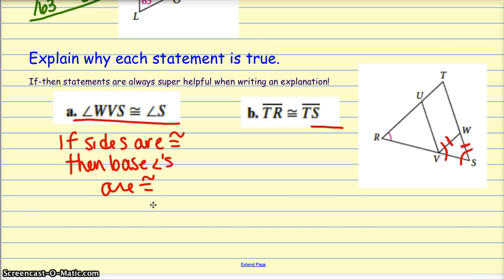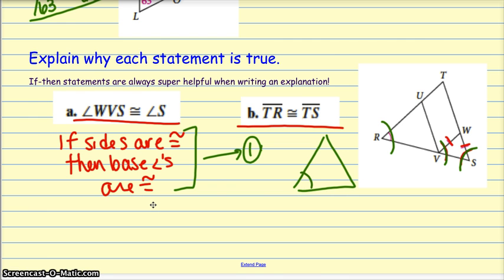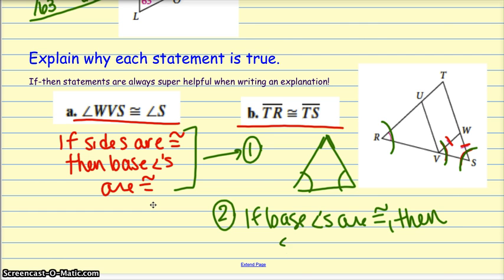Letter B is giving you a statement. Line segment TR is congruent to line segment TS. How can you conclude that? Well, using the statement that I just made over here, I was able to mark angle S congruent. Angle S has the same marking as angle WBS, so all three of those angles are congruent. It works out that since those bottom two are base angles, then the sides must also be congruent. So my second reasoning is going to say that if base angles are congruent, then sides are congruent.